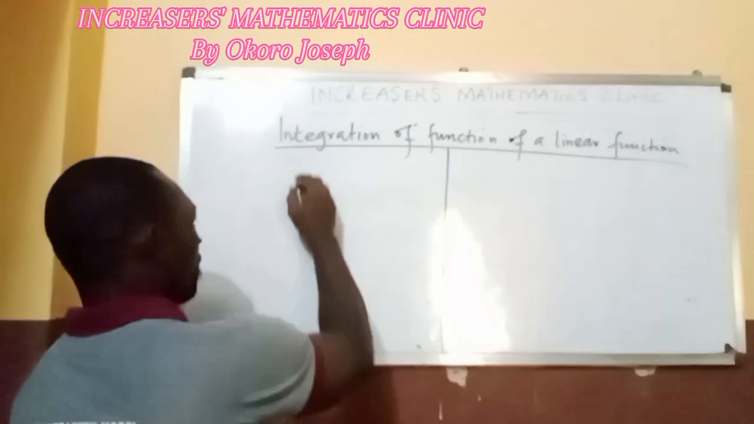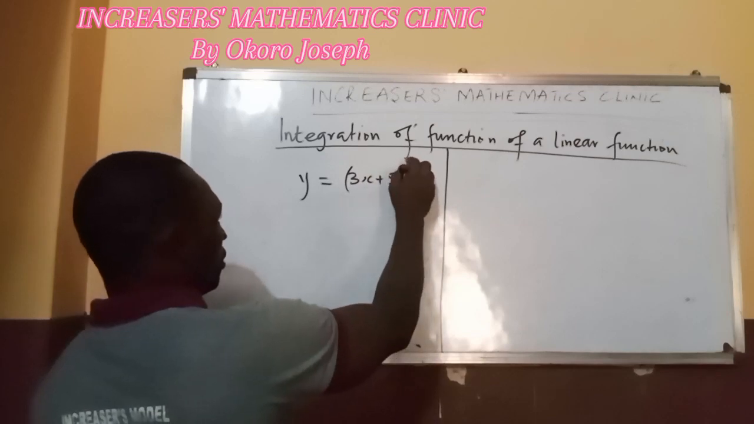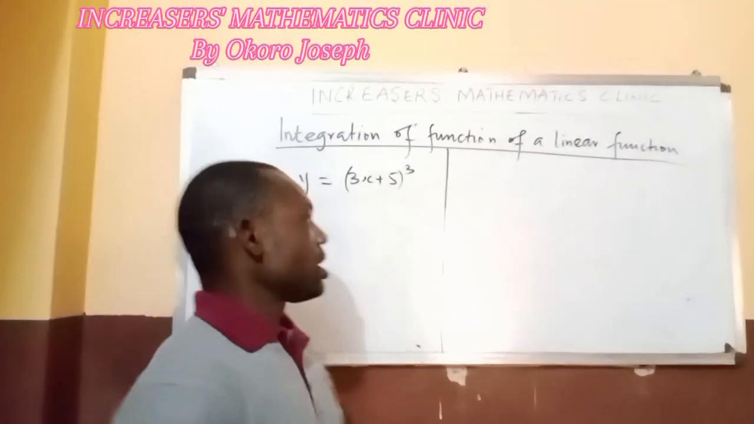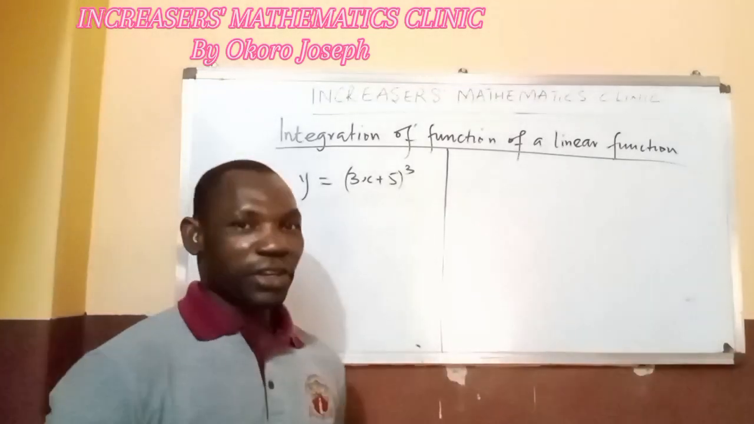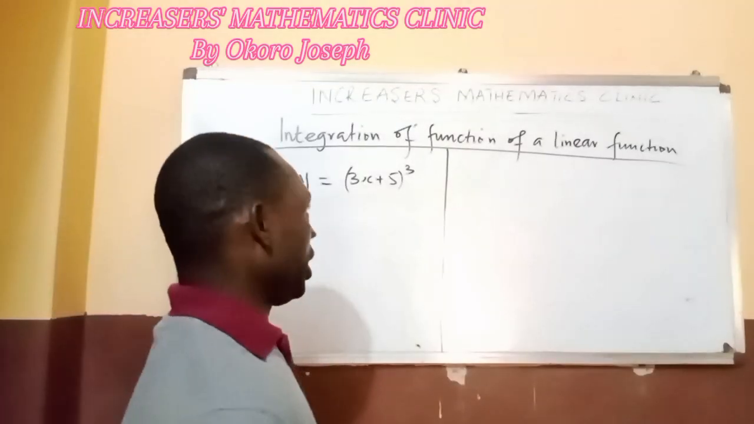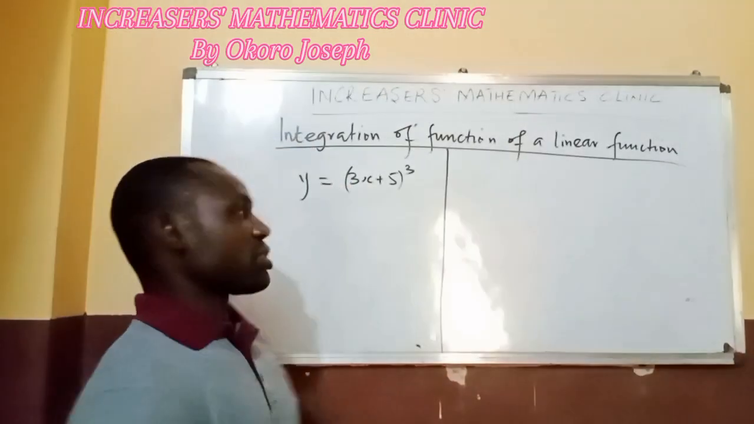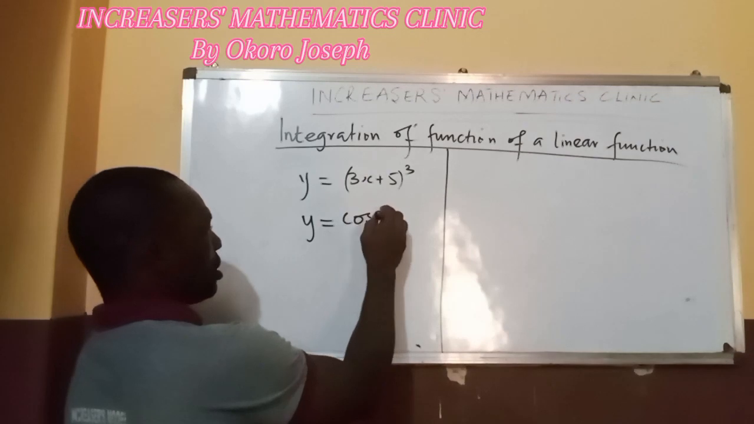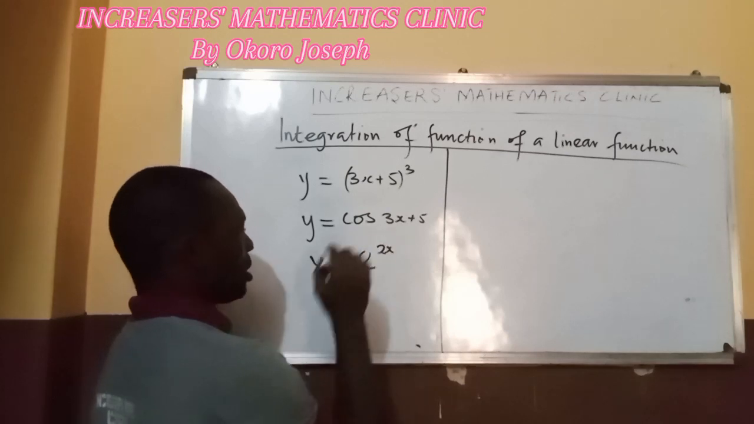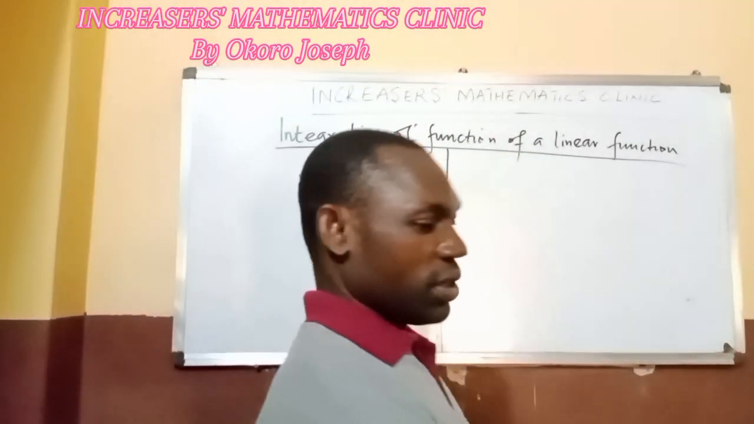For example, I have a function y equals (3x plus 5) raised to the power of 3. This is a function of a linear function because 3x plus 5 is encapsulated inside (3x plus 5) all raised to power 3. So 3x plus 5 is the linear function in (3x plus 5) all raised to the power of 3. Other examples are y equals cos(3x plus 5). So these are examples of function of function.